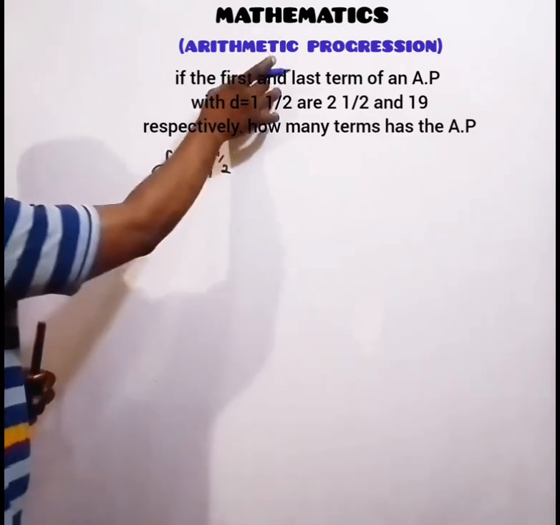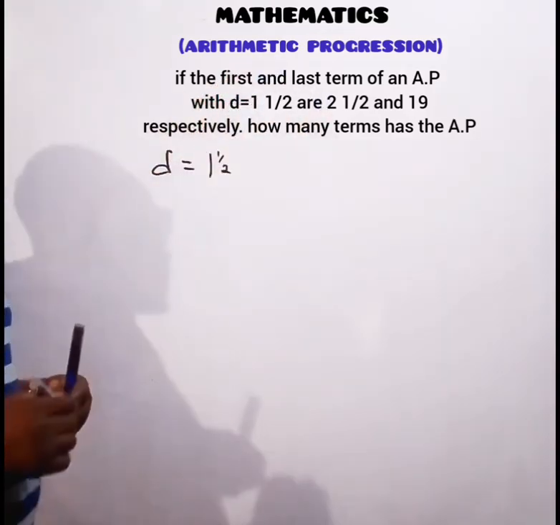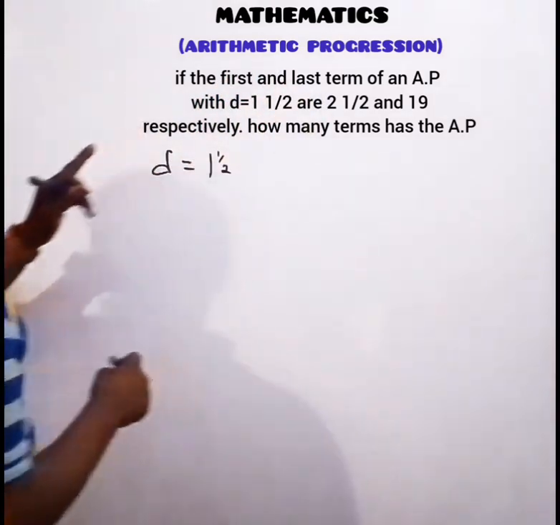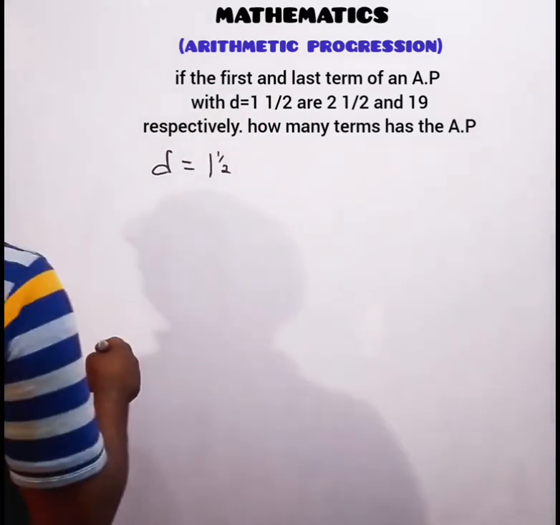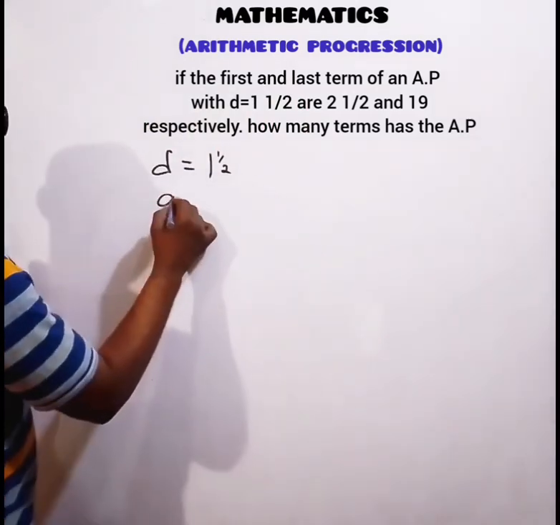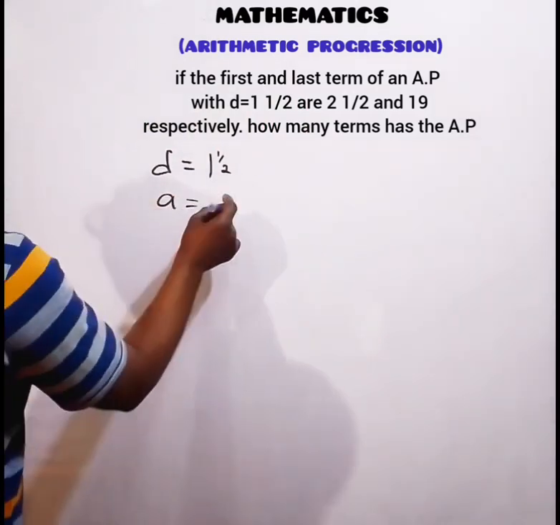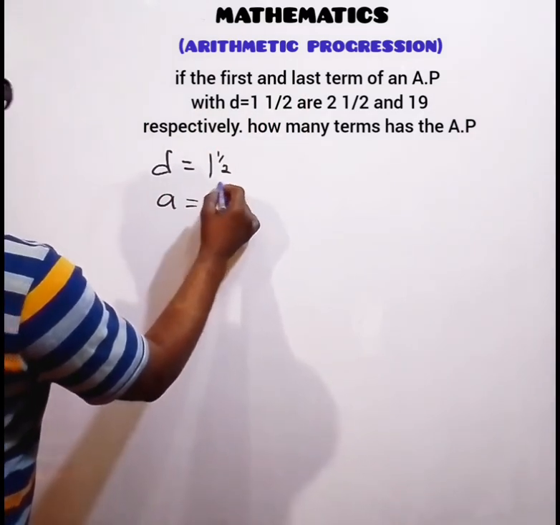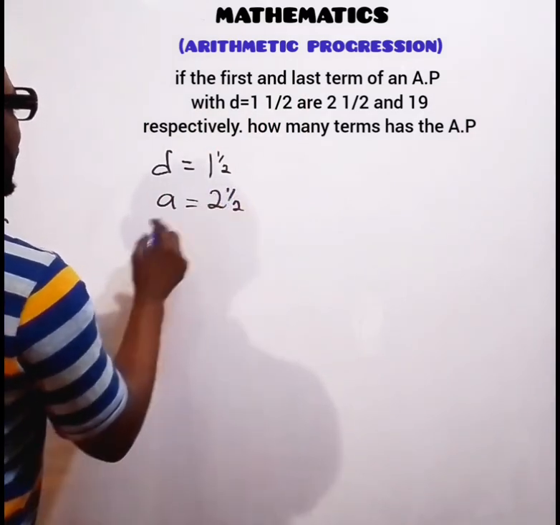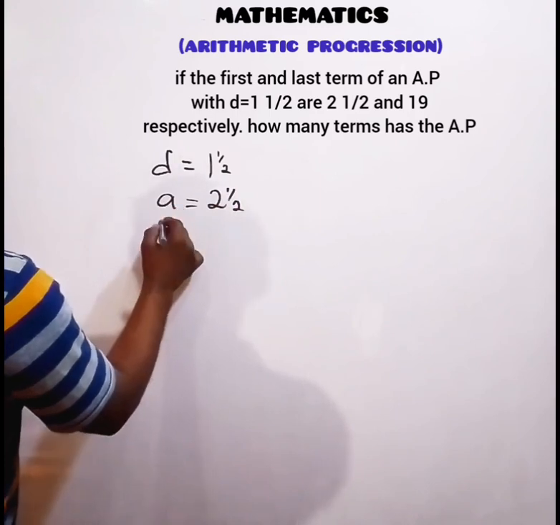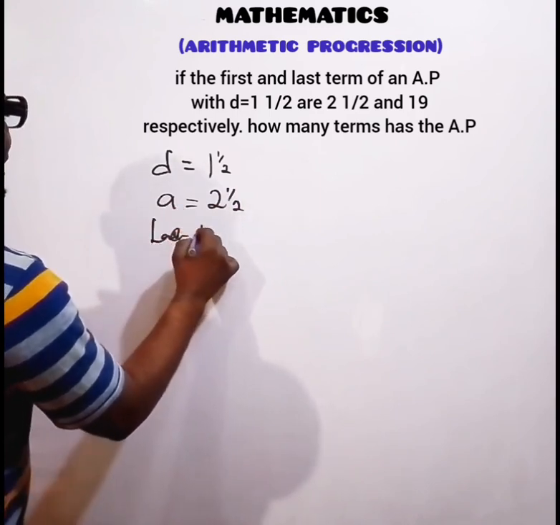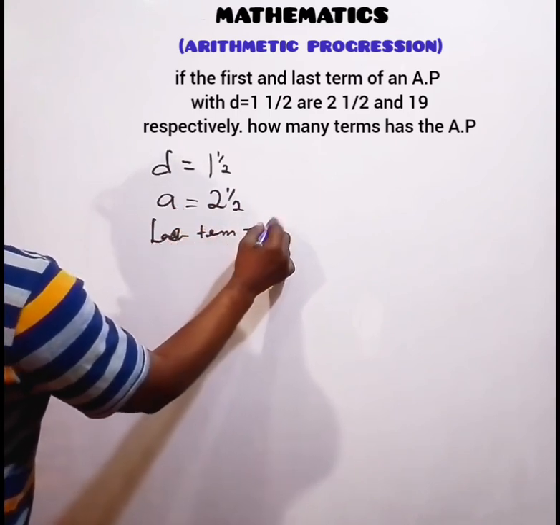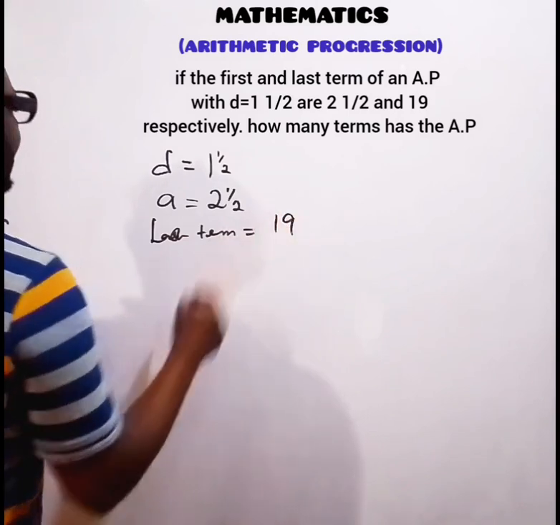But according to the equation, you can see that it comes before the terms that we are given, which is the first and last term. We are given the first term to be equal to 2 whole number 1 over 2. And we are also given the last term to be equal to 19.